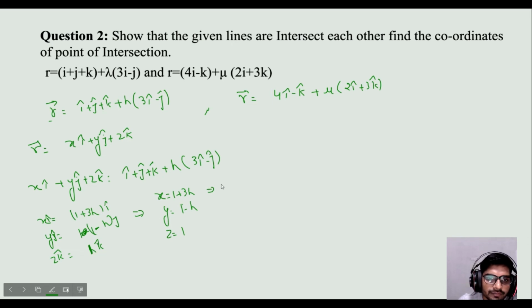Okay, so what is the value of this? Just lambda. Okay, so what is the value of lambda? x minus 1 upon 3. This will give y minus 1 upon 1.